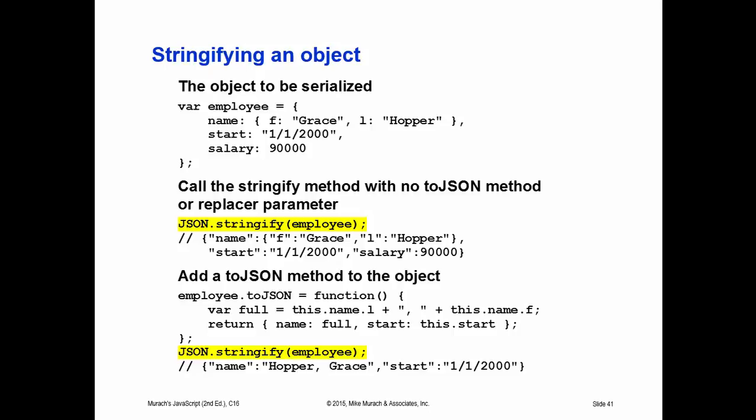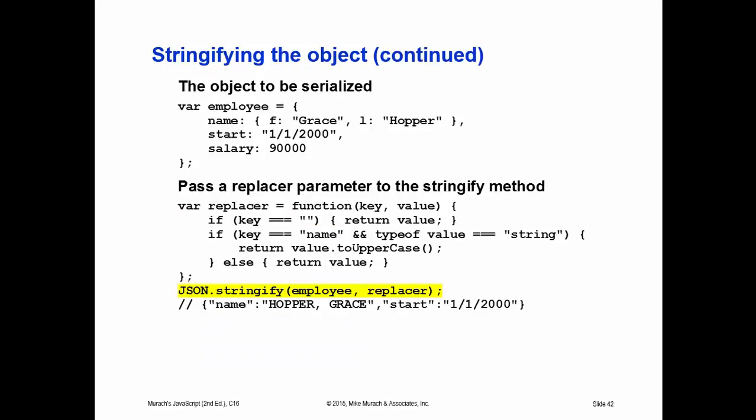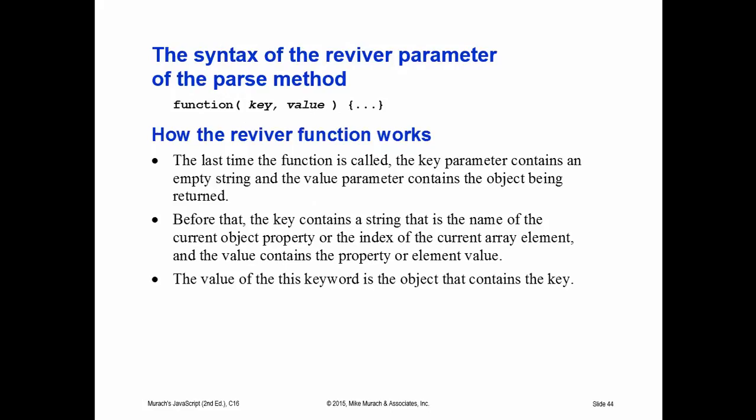So again, remember, when you invoke the stringify method, it looks for the toJSON method and the replacer and space parameters, and they have to be in that order. All right, not only can you customize stringify with the toJSON, but you can customize the parse method as well.